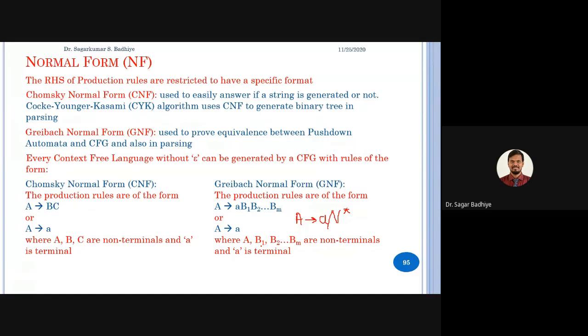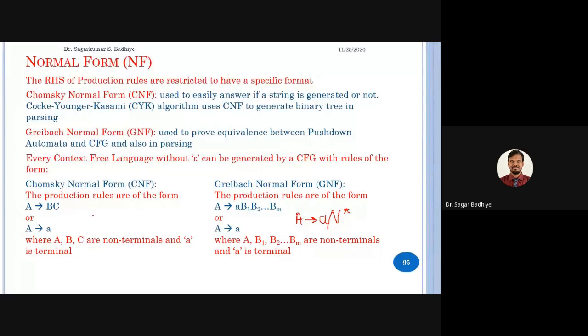Right, this is about normal forms. There are two types of normal form. First is the Chomsky normal form, where the production rule should have a structure in which a single non-terminal derives to two consecutive non-terminals, only two, or a non-terminal derives to a single terminal. Whereas there is another normal form, the Greibach normal form, where the production rules are restricted to the form where a single non-terminal derives to a single terminal followed by n consecutive non-terminals, or a non-terminal derives to a single terminal, right?